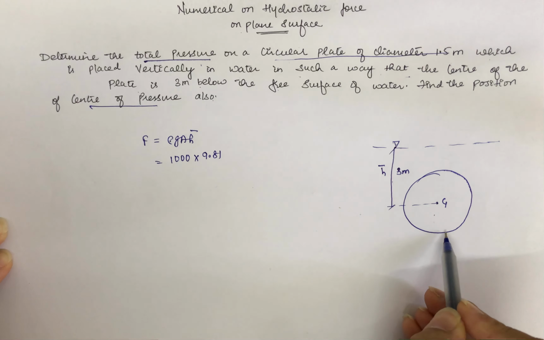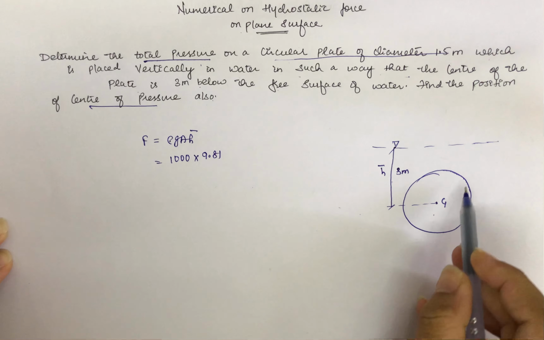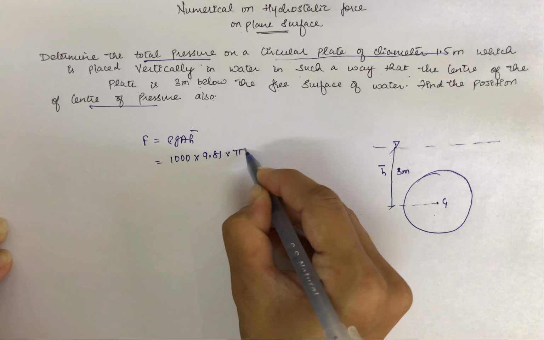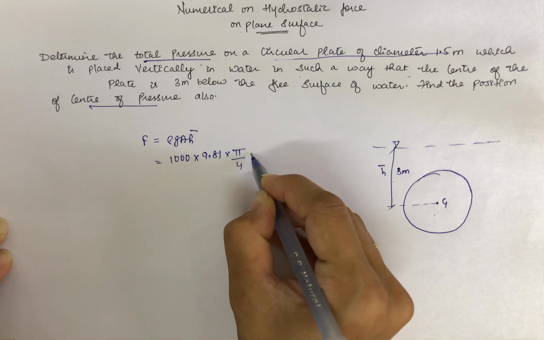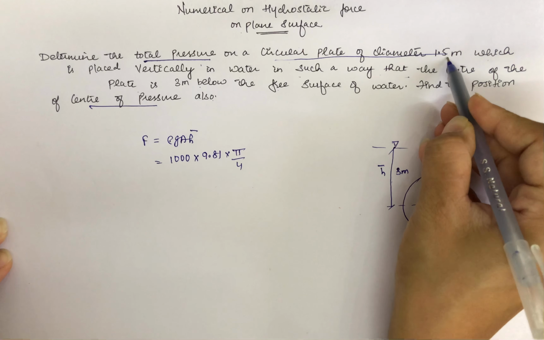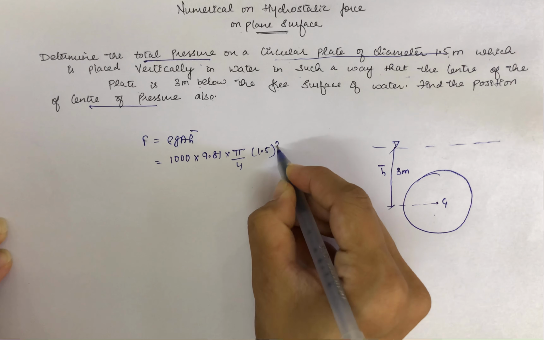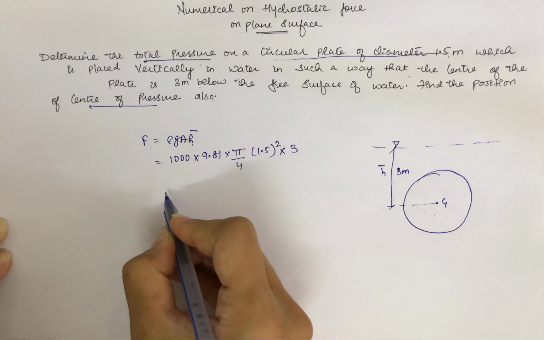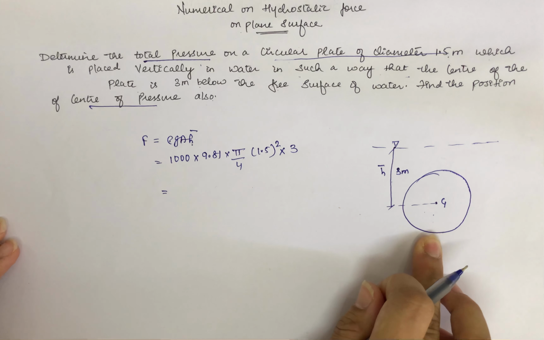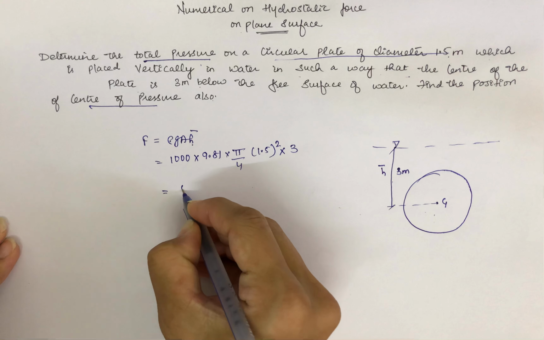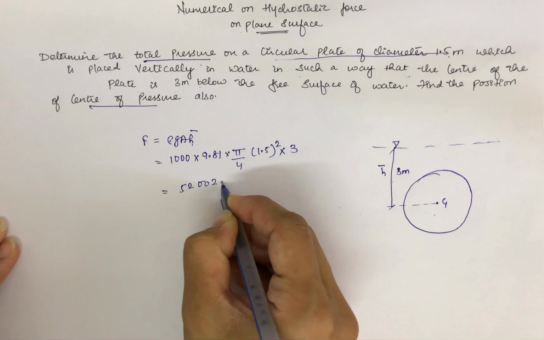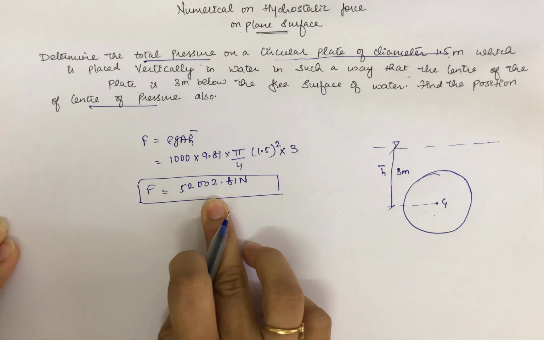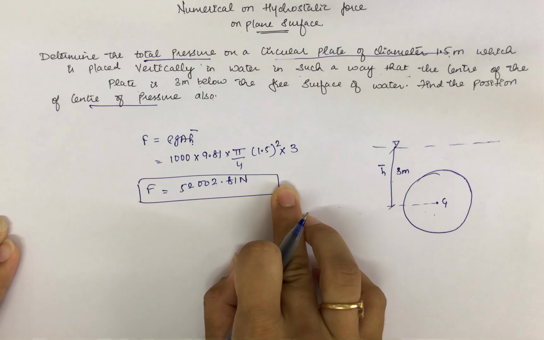A is the area of the immersed surface. Here the immersed surface is the circular plate. So the area of the circular plate will be pi by 4 d square. Diameter of the circular plate is 1.5 meter, so 1.5 whole square, and h bar is 3 meter. Okay, so this is the total force that will be exerted on this circular plate and it is equal to 52,002.81 Newton. I have pre-calculated this value, so you can cross check it by calculating yourself.